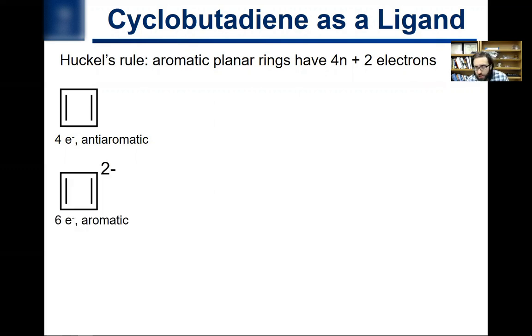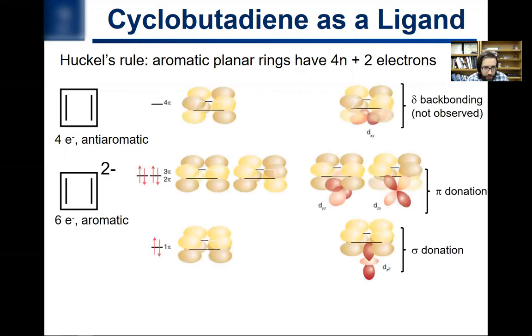But if you add 2 electrons to it, now you have an aromatic system. And so you can look at the MO diagram of this, and now you can actually stabilize it with a metal center. So these are the 3 highest occupied molecular orbitals. You can see the 3 sets of orbitals there with the 6 electrons in them, and then the LUMO, the pi LUMO.